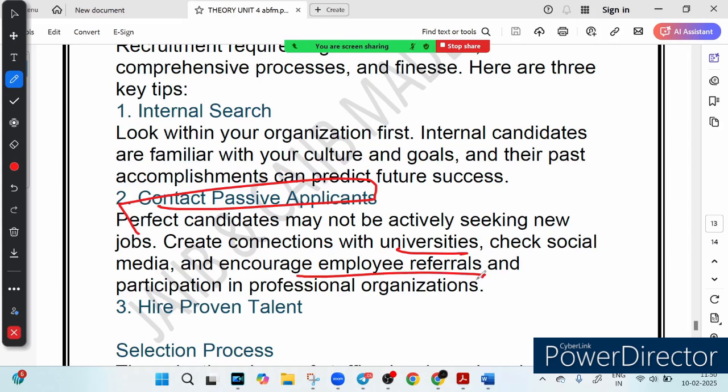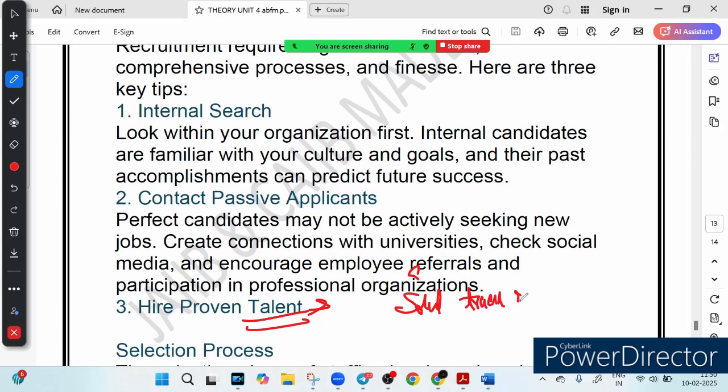Then the third thing you can do is hire proven talent. It means when in doubt, go for someone with a solid track record. That is the third key tip. Let me write it down. You should go with someone having a solid track record. That is the key point. If a candidate has a history of delivering results, chances are they will continue to perform well.